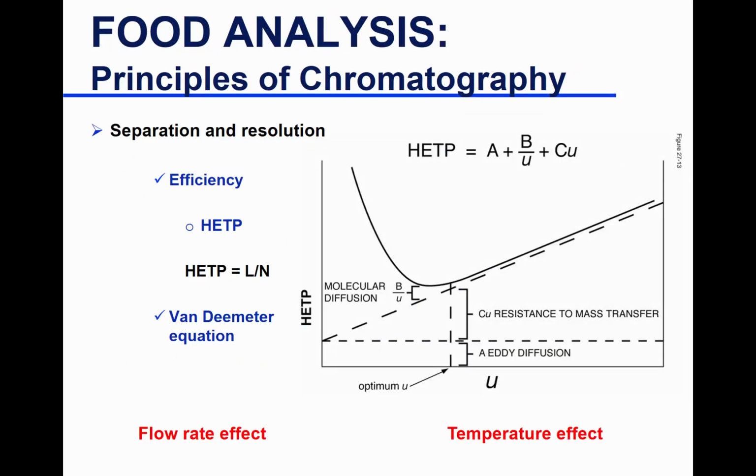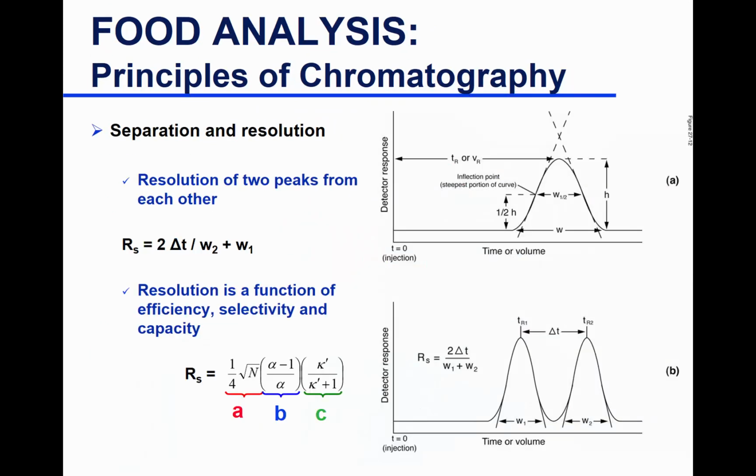Okay, so we stopped here. I just want to remind you before I go into this that we are looking at the three functions of resolution: efficiency, selectivity, and capacity. So the efficiency of the column, the selectivity of the column, and the capacity of the column all matter, as the resolution is dependent on all of them. And we're starting to talk about efficiency of the column.